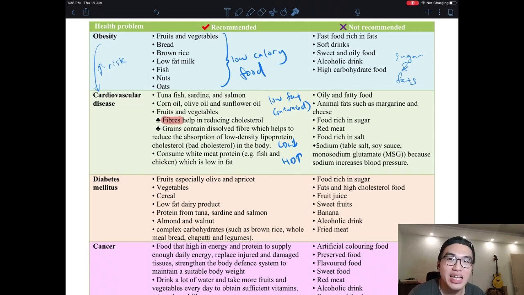It's the opposite lah. If you just memorize one side, the other way is the opposite. And if you ask me, this is more common sense. Oily and fatty food, animal fats such as margarine, cheese, they are saturated fat. Food rich in sugar, red meat, food rich in salt, sodium, because salt can increase your blood pressure. So salt causes HBP, high blood pressure.